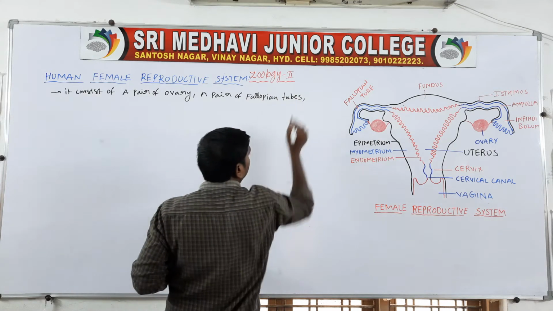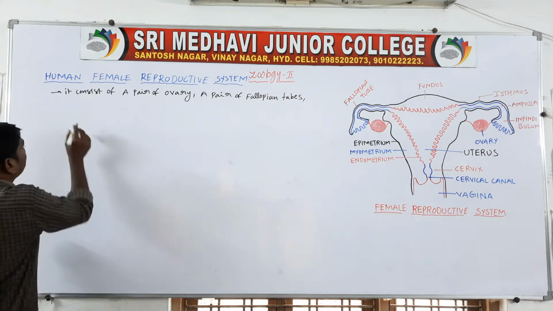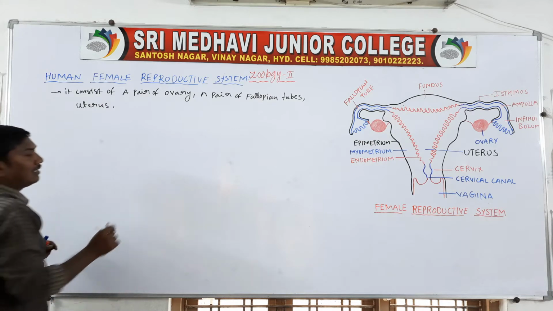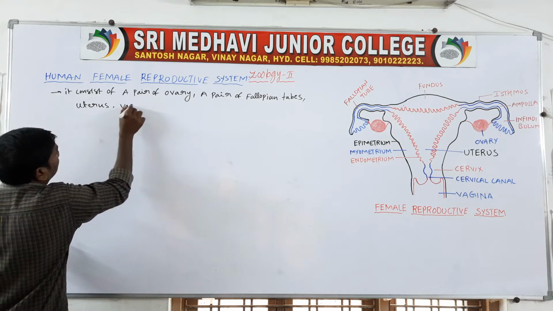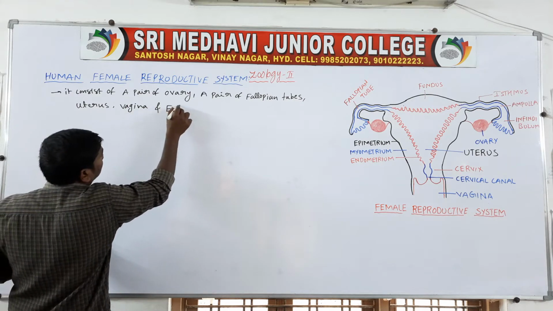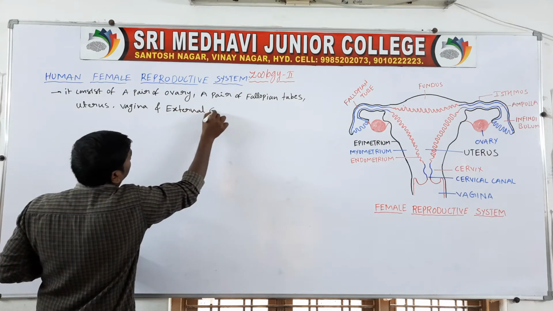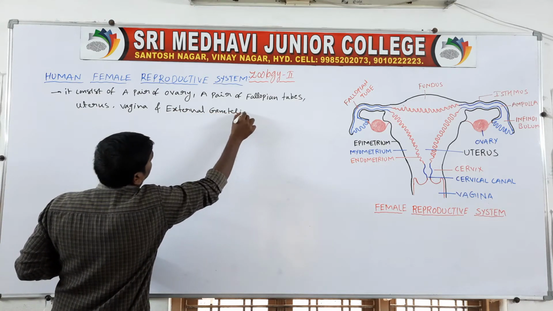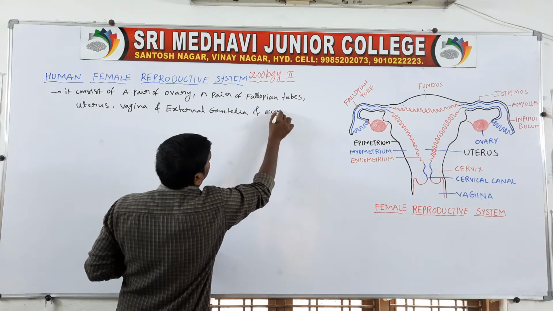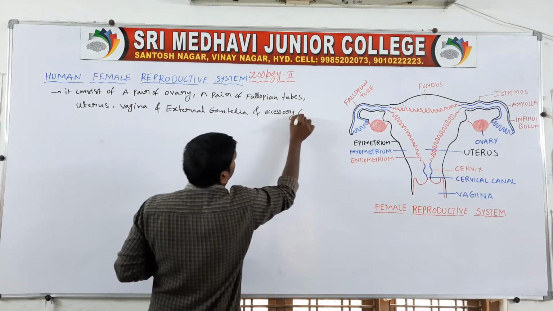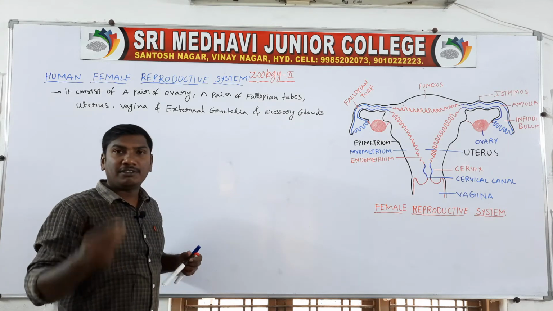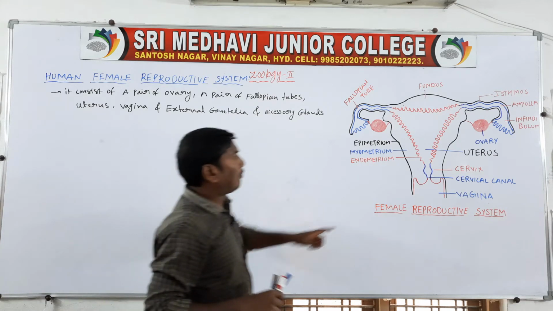Next one, a single uterus. Next one, vagina and external genitalia, and accessory reproductive glands. So the female reproductive system consists of a pair of ovaries.